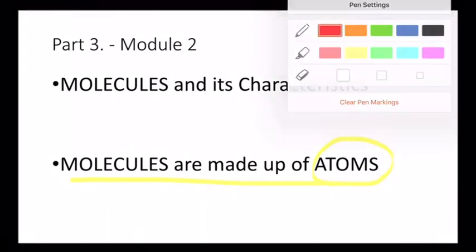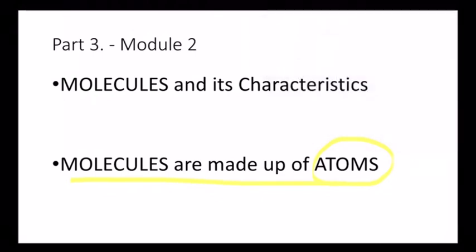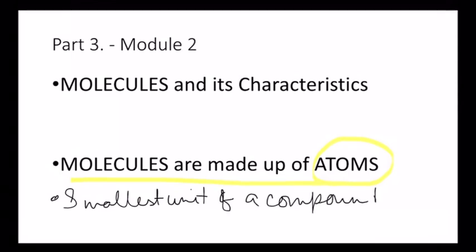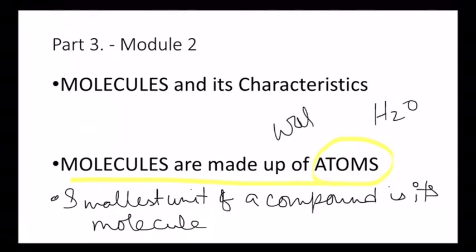However, the smallest unit of a compound is a molecule. Alright? So if we have water, then the smallest unit of water is one molecule of H2O. One molecule of H2O.